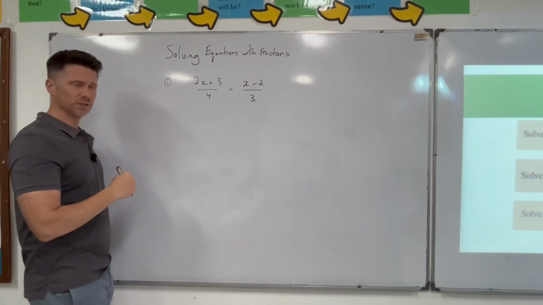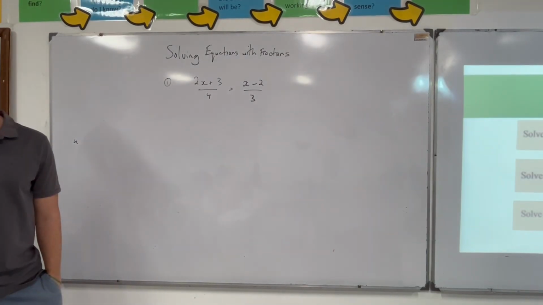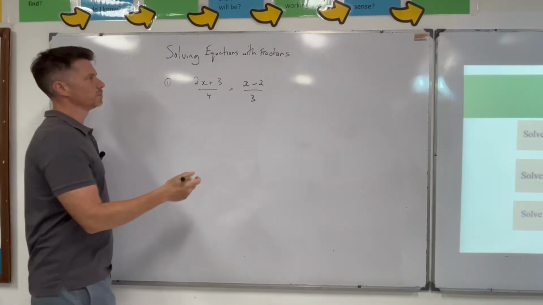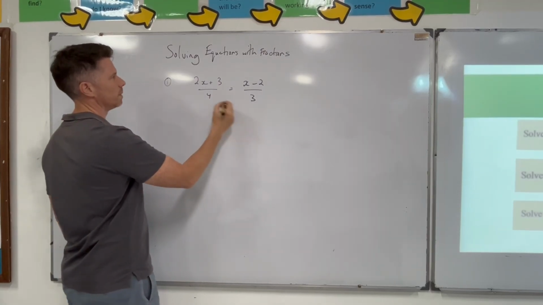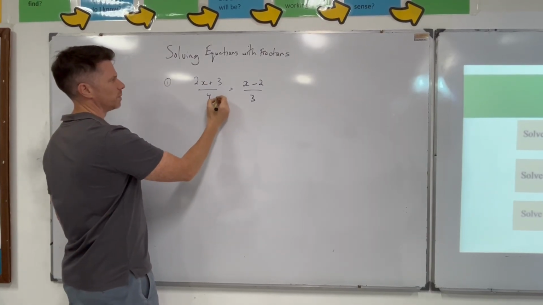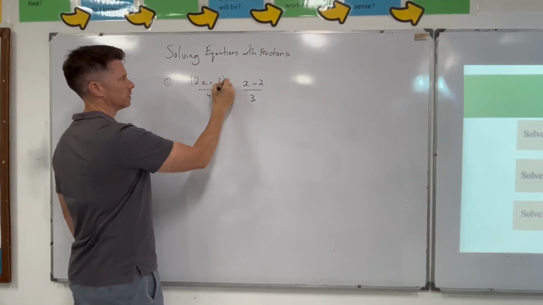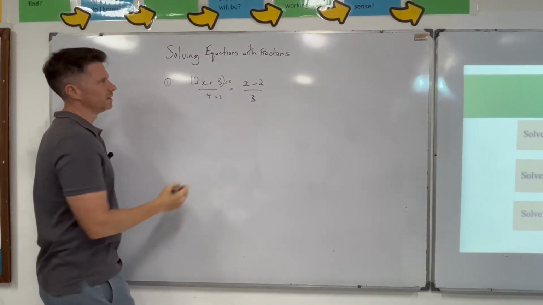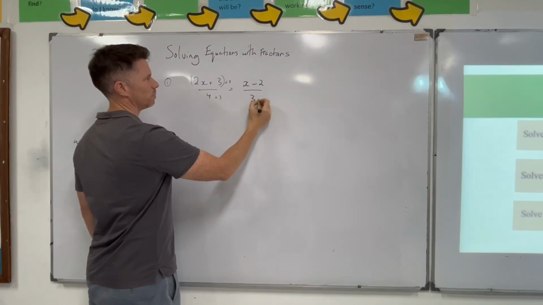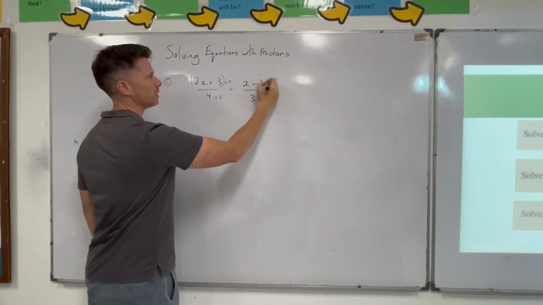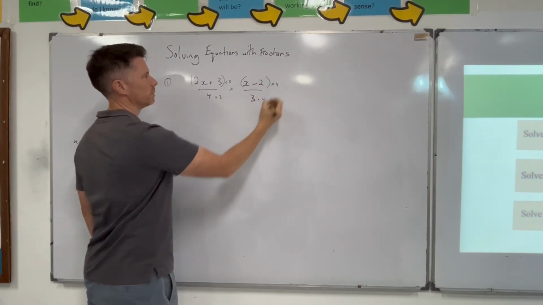The lowest common denominator of 4 and 3 is 12. So if I wanted to write them with the same denominator, I would multiply the bottom here by 3 to get 12, and the top here by 3, so it's a fractions question. And this bottom would have to be multiplied by 4 to get a common denominator of 12, and this would have to be multiplied by 4.